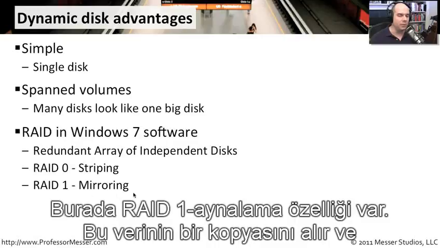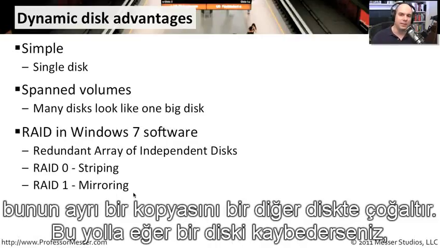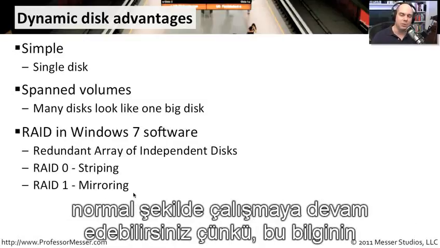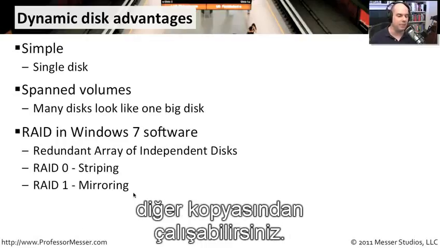And we have RAID mirroring, which takes a copy of the data and duplicates that copy on a separate physical disk. And that way, if you lose a disk, you will be able to continue working normally because you can run from that separate copy of that information.